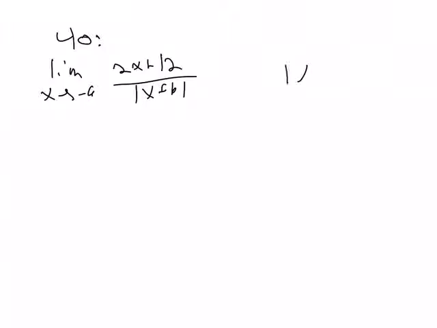Let's look at problem 40. We are looking for the limit as x goes to negative 6 of 2x plus 12 over the absolute value of x plus 6. So again, let's write out what the absolute value here is saying. The absolute value of x plus 6, always do this, is going to equal just x plus 6 if x is big. Sorry. I can't write it there. Let's try again. Let's do it down here.